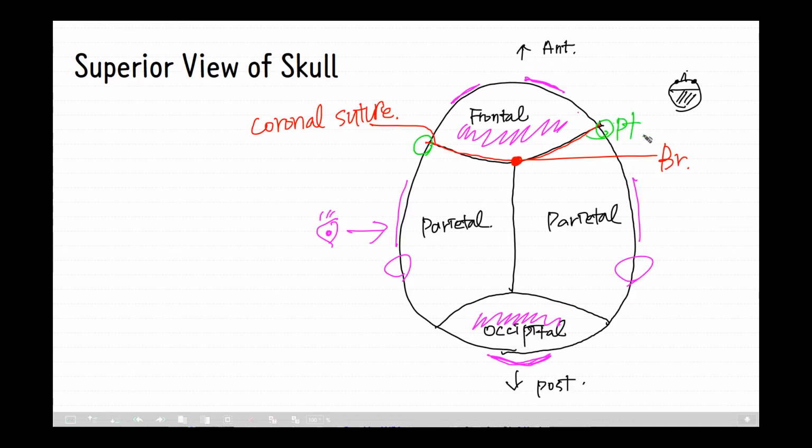The sagittal suture runs in the midline between the two parietal bones and extends from the bregma anteriorly to the lambda posteriorly. So this point is the lambda, and this is the sagittal suture. The lambdoid suture delineates the articulation between the posterior border of the right and left parietal bones and the superior border of the occipital bone. So this is the lambdoid suture.